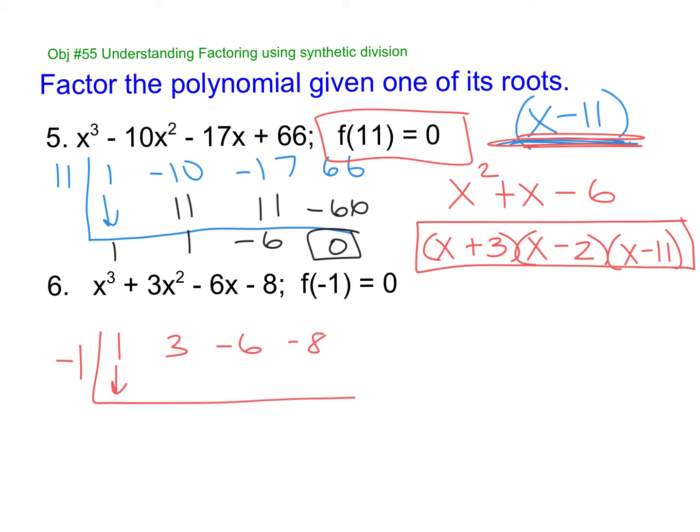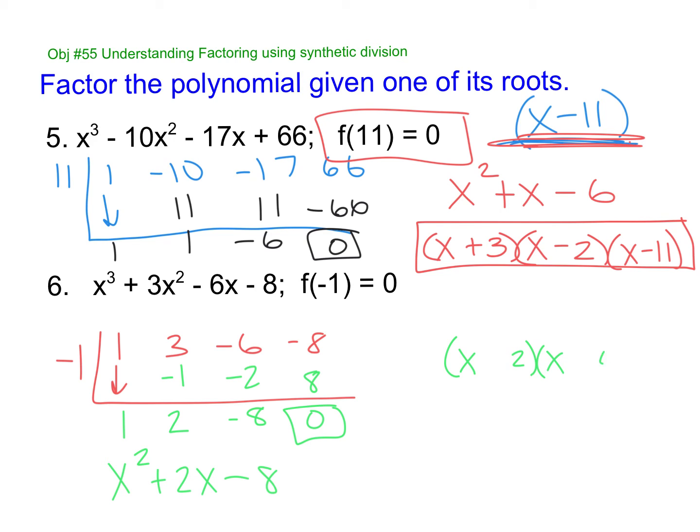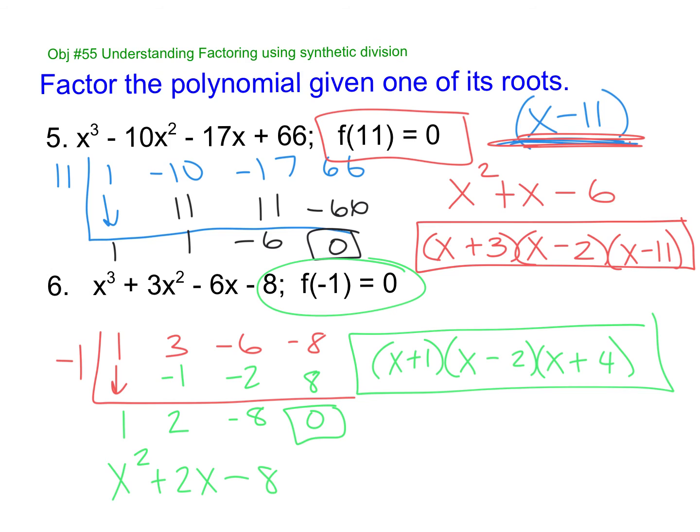Negative 1 times 1 is negative 1. 2. Negative 1 times 2 is negative 2. Negative 8. 8, 0. Oh, look at that. X squared plus 2x minus 8. I think we had that on the last one. So then we factor that. X, 2, 4. So plus 4 minus 2 when we factor that. And then the f of negative 1 becomes x plus 1. Change that sign. And that's our answer.